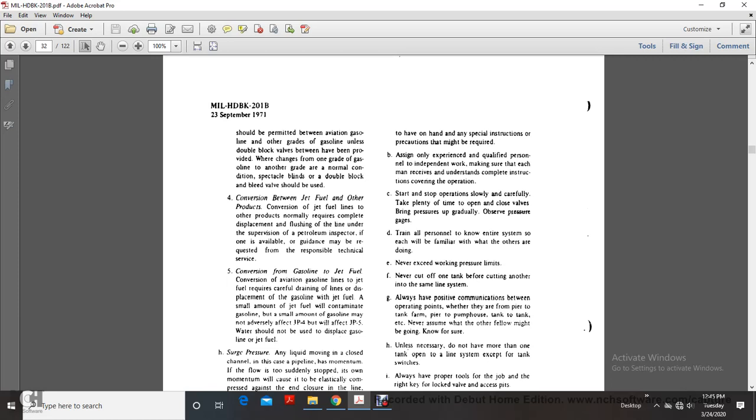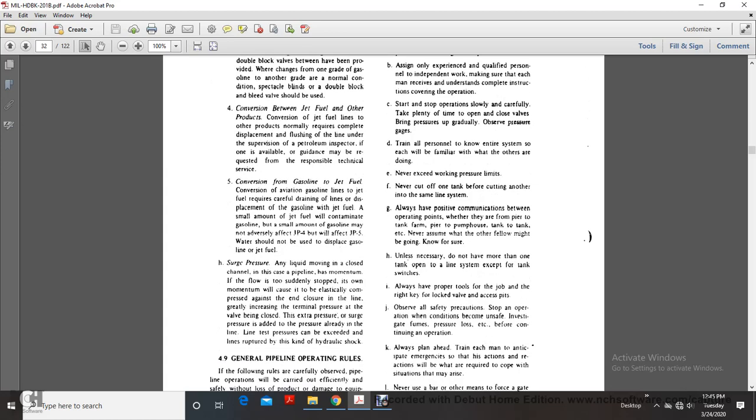Never exceed the working pressure limit. Never cut off one tank before cutting off another into the same line system. Always have positive communication between operating points, whether from pier to tank farm, pier to pump, or tank to tank. Never assume what the other fellow might be doing.